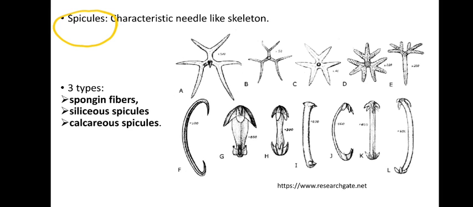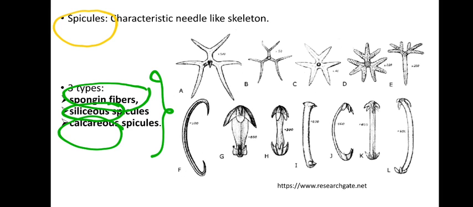Now, why are they present? They are present for providing protection and stability to the body. And based on the chemical nature of the spicules, there are different types. The skeleton of sponges can be formed of spongin fiber, or it may be formed of silica, SiO2, or it may be formed of calcium carbonate.